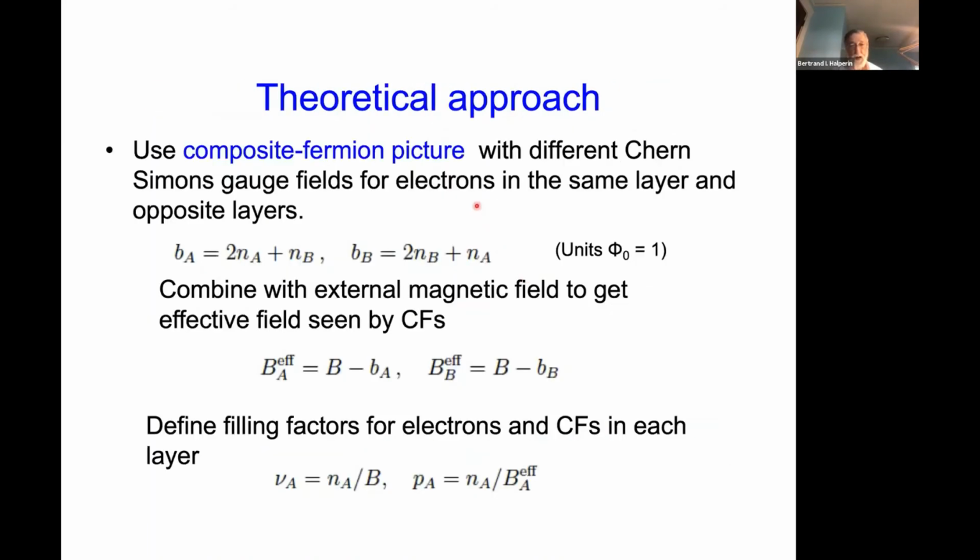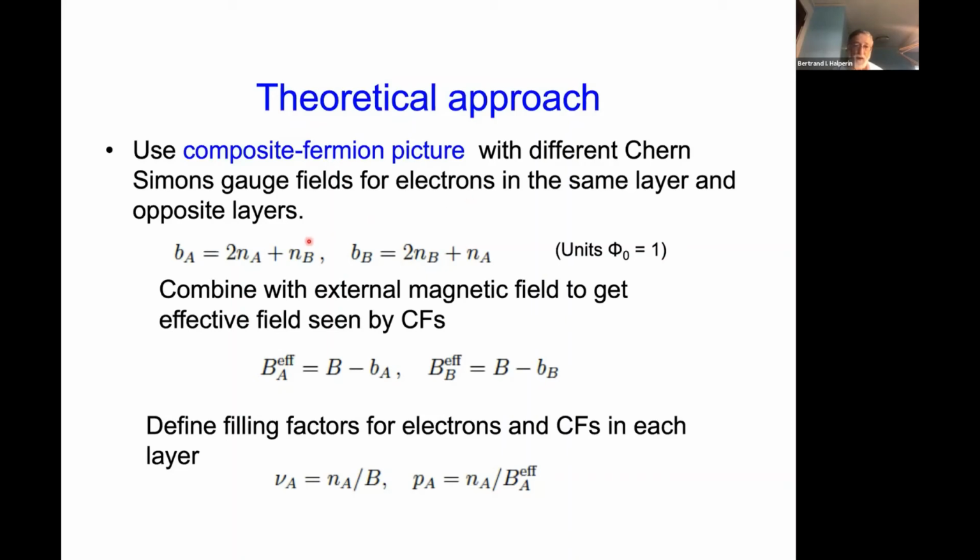Okay, so a theoretical approach, the simplest thing is to use a composite fermion picture with different Chern-Simons gauge fields for the electrons in the same layer and in the opposite layers. So what we're going to want to do to understand these systems is attach 2 flux quanta for electrons in the same layer, but only 1 flux quantum of Chern-Simons field for electrons in the opposite layer.